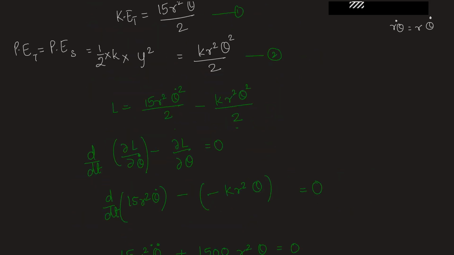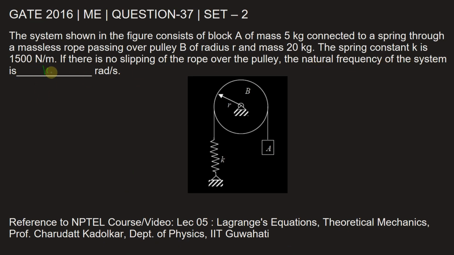Let's go back and fill in the answer. Natural frequency of the system is 10 radians per second.